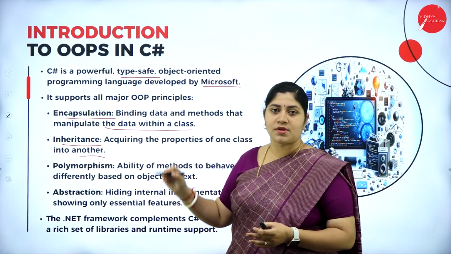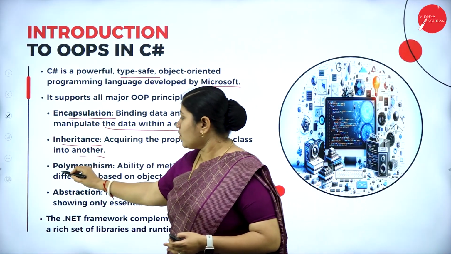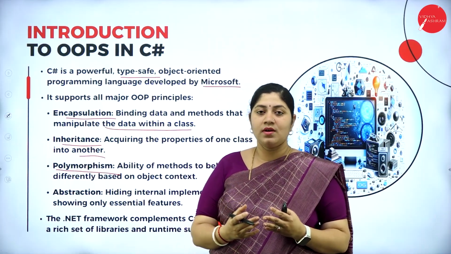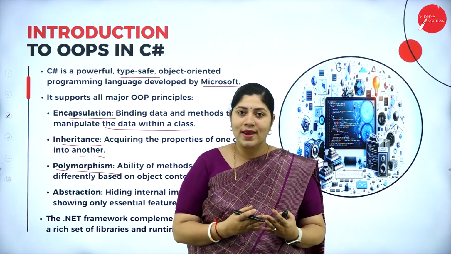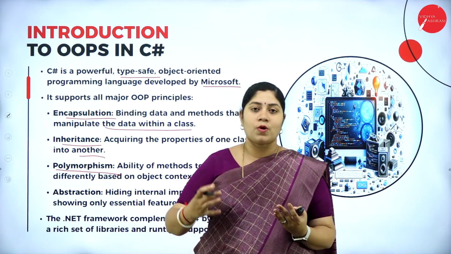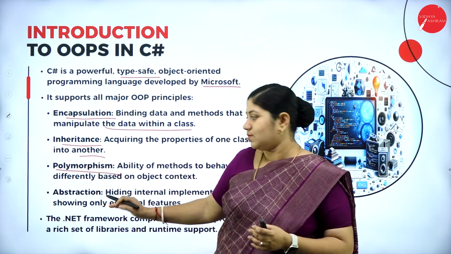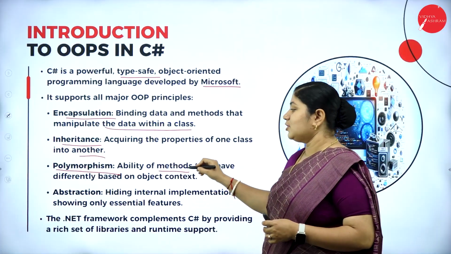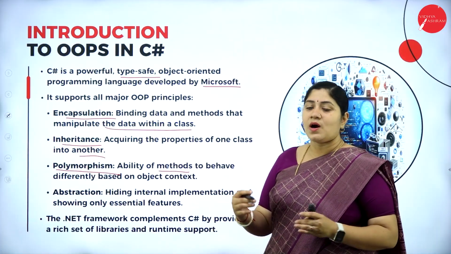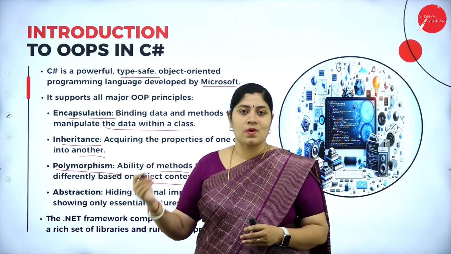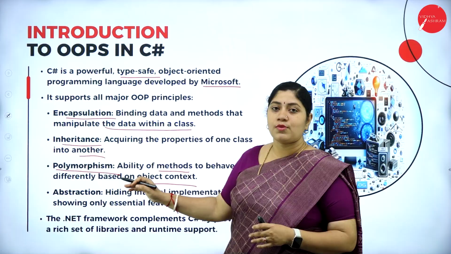The next concept under OOP is polymorphism. Polymorphism, we can say, is if a method or a class has to behave as some other class, then that kind of concept is polymorphism. It is the ability of a method to behave differently according to the context. Which context? According to object context. So this is one more concept.